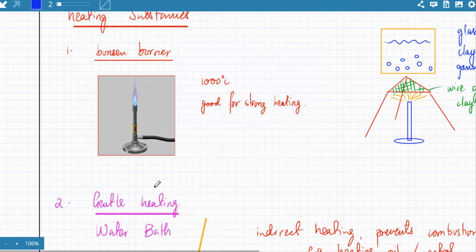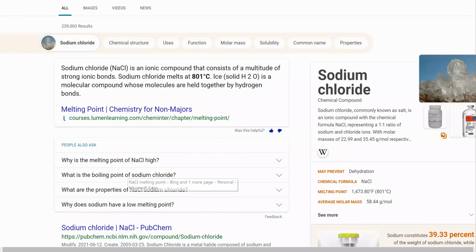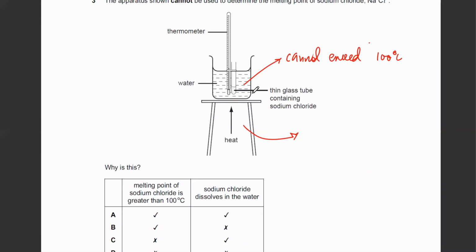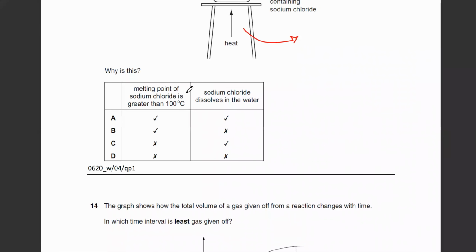So gentle heating would not work. You won't be able to melt it. So that is probably not going to work. And so the melting point of sodium chloride is greater than 100. So that's why it doesn't work. So there's going to be a tick over there that the experiment is not working.